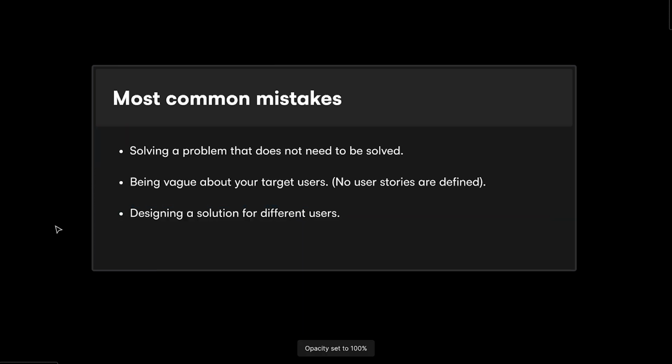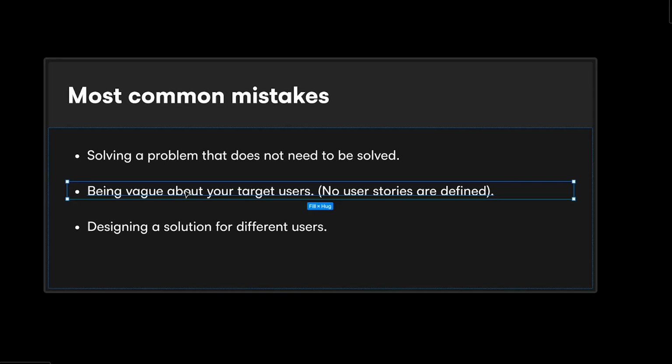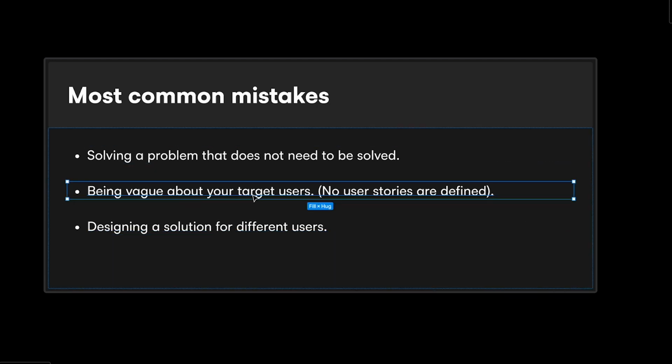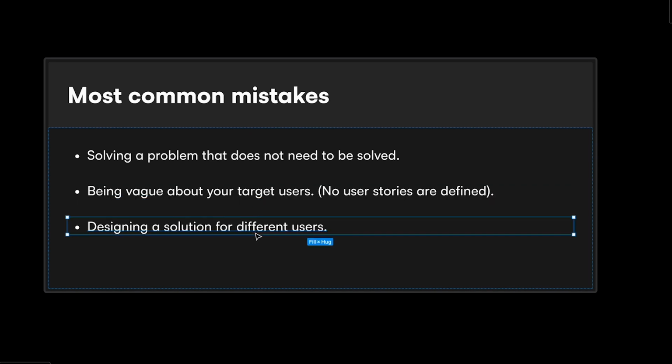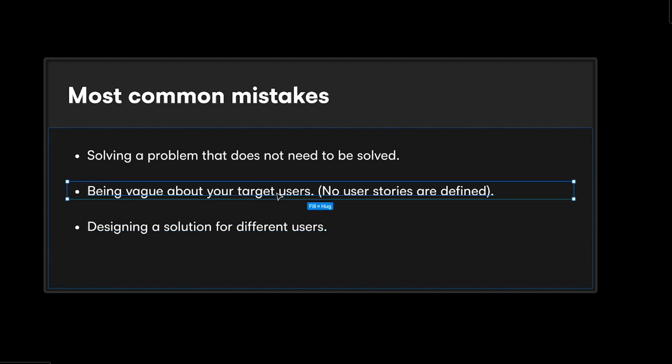The third one is designing a solution for different users. I've seen so many case studies where the target users are defined, but the solution they end up designing doesn't even make sense for those particular users. It's a fine solution, but when I look at the target users, I'm like, you're not actually solving it for this target user. This solution is solving the problem for some other type of users, not the ones you have defined. I've seen this disconnect a lot of times.